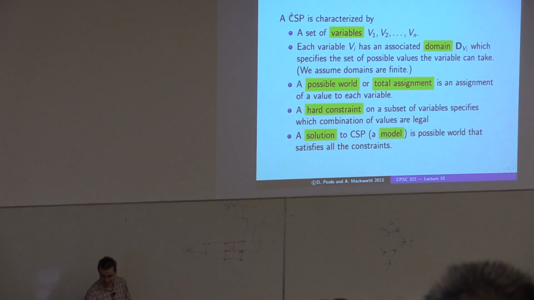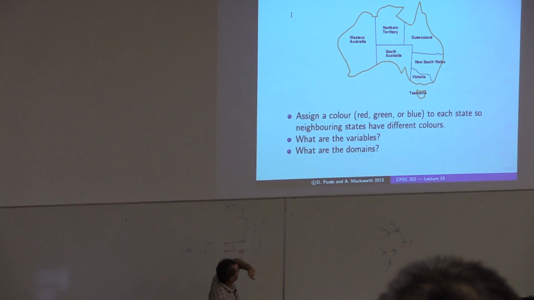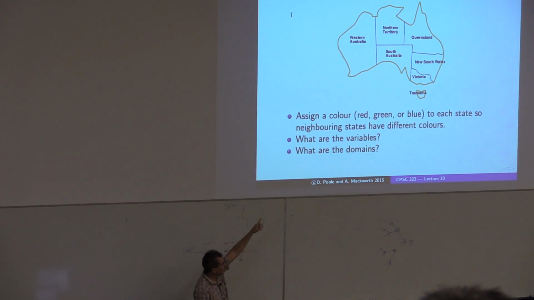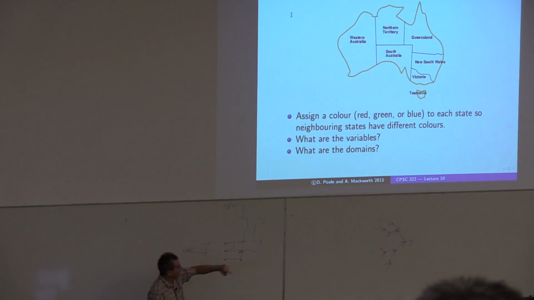So the typical example is map coloring. We want to assign a color, red, green, or blue, to each of the states here in Australia so that the neighboring states have different colors. Okay, so that's the problem we're going to look at here.